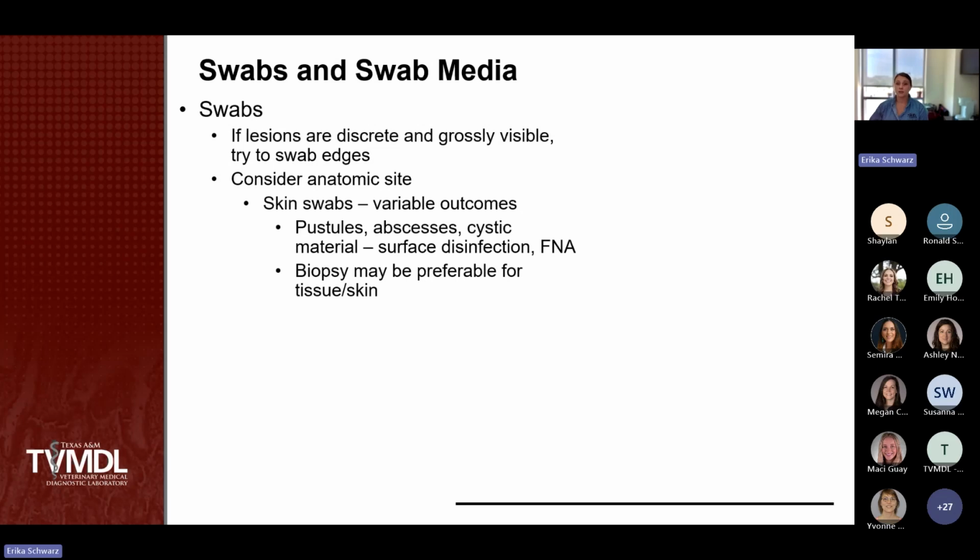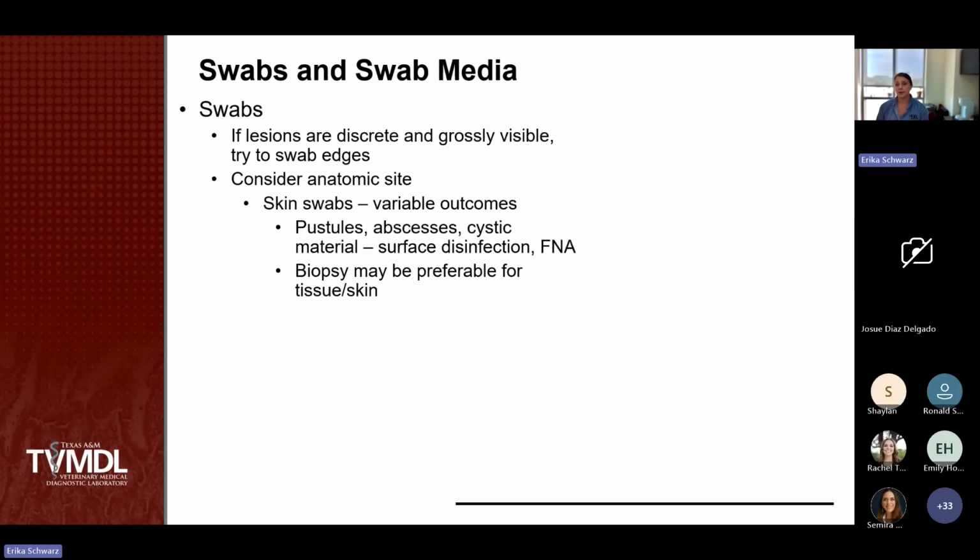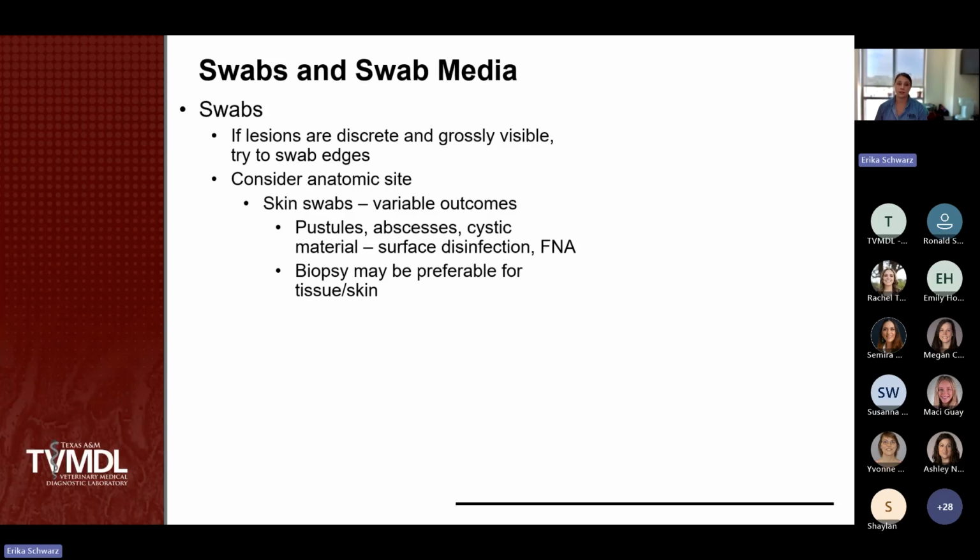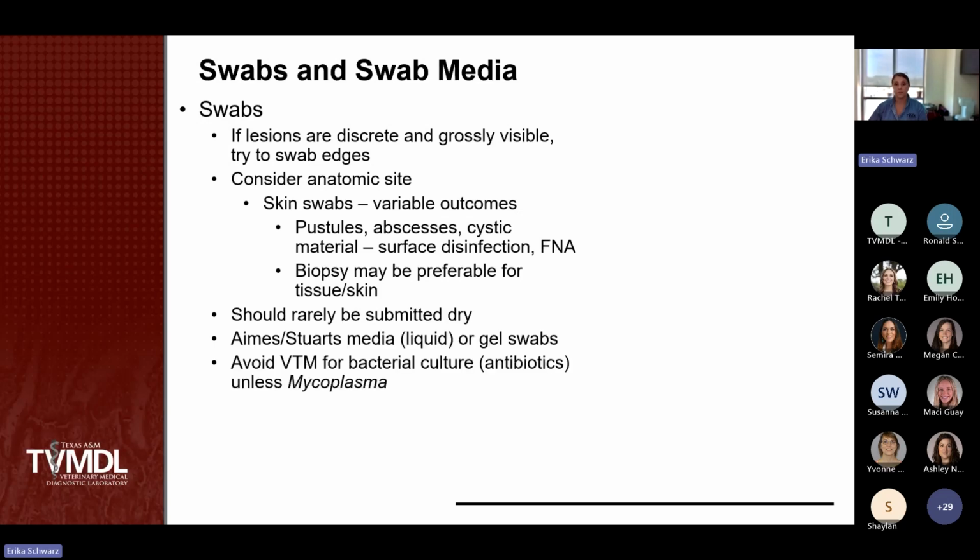If you are just taking a general skin swab, you're going to get everything that the animal could be exposed to in the environment. You're going to have normal flora. You potentially have possible pathogens, but these are often very mixed cultures. If you're trying to sample something where you see pustules or abscesses, cystic material, some sort of mass under the skin, some type of surface disinfection plus an FNA can get you a much cleaner sample underneath that skin. But generally, a biopsy may be preferable for tissue and skin, seeing as it gets us a lot deeper, and then we can look for those invading microbes.